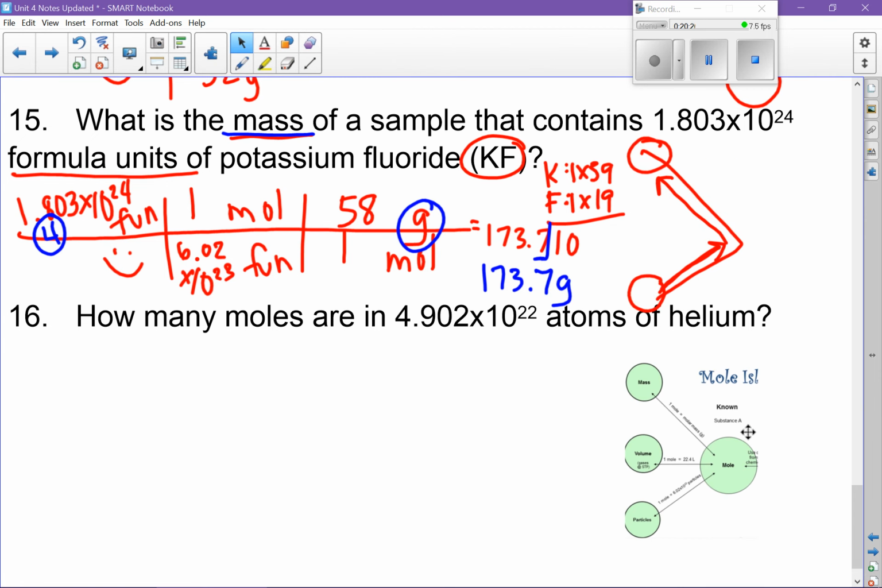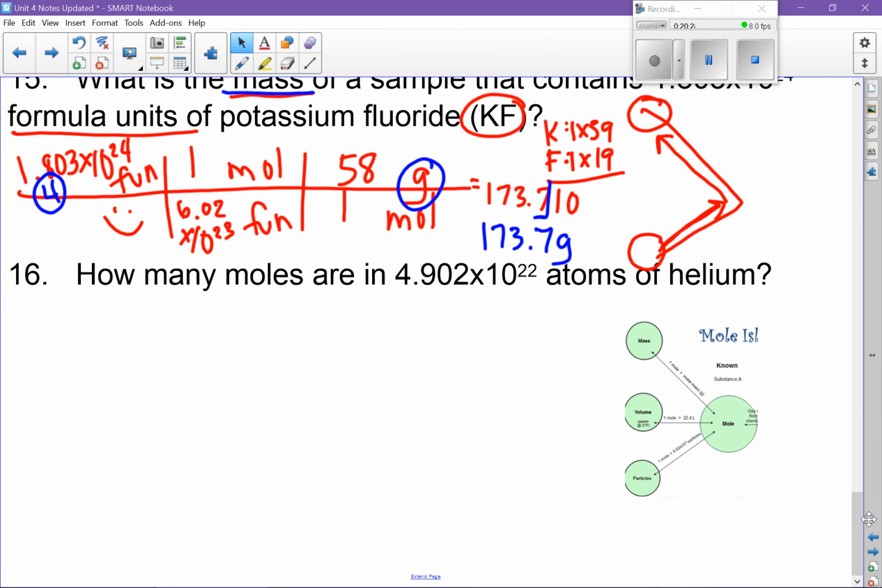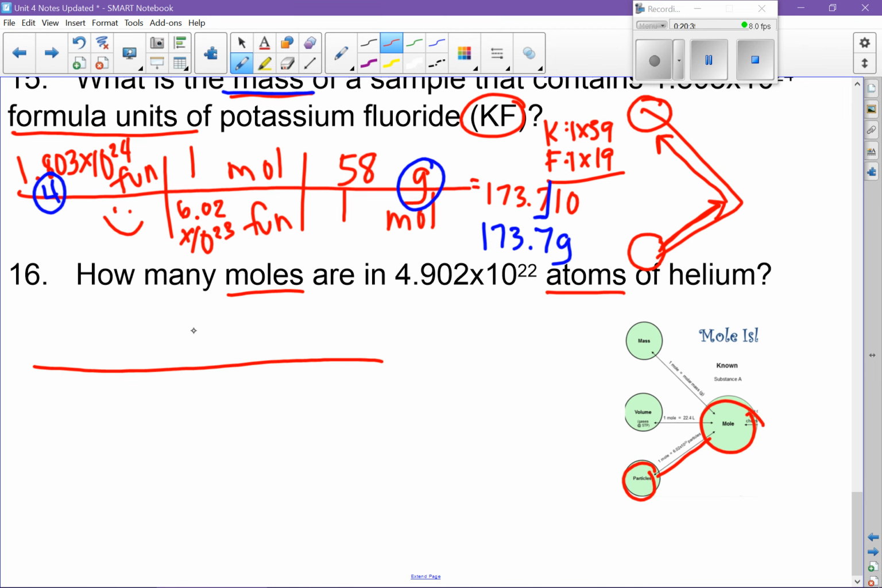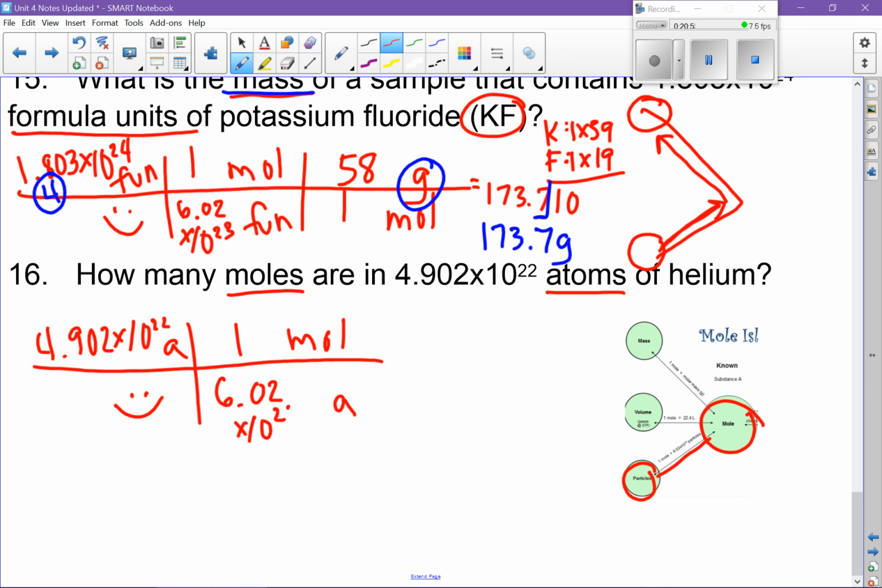Last one. Okay. In this question, I see moles and I see atoms. Moles is here. Atoms is a kind of particle. That's a nice easy one-step fence. So 4.902 times 10 to the 22nd atoms. That's going to go down. I'm looking for moles. Always do a 1 with the mole. Atoms is 6.02 times 10 to the 23rd.